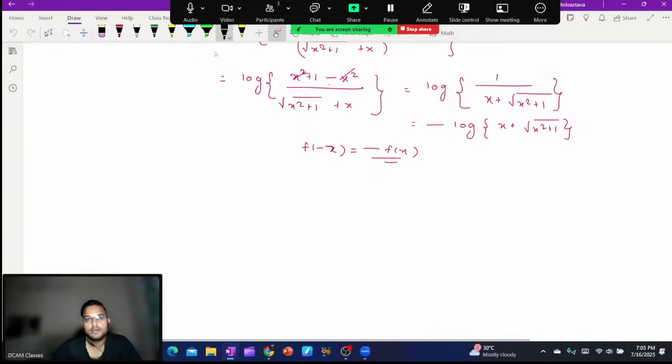Now let's discuss periodic functions. Second type, even and odd functions we have discussed. Now let's do periodic functions. See, what are periodic functions? What's the definition?